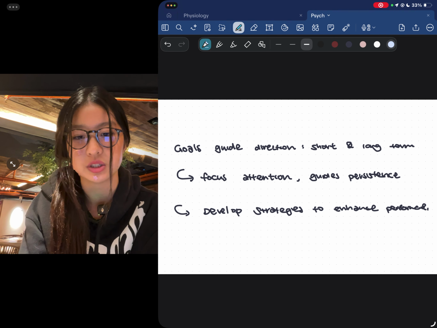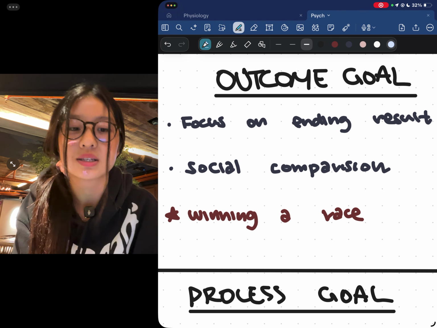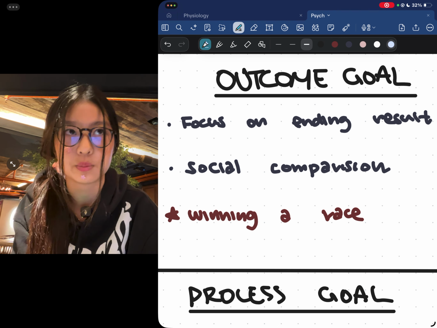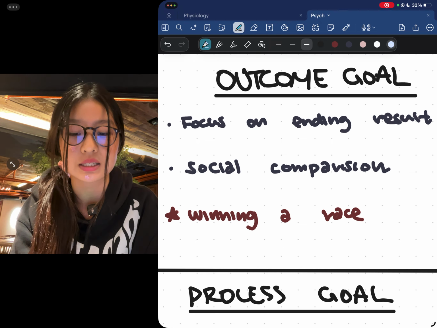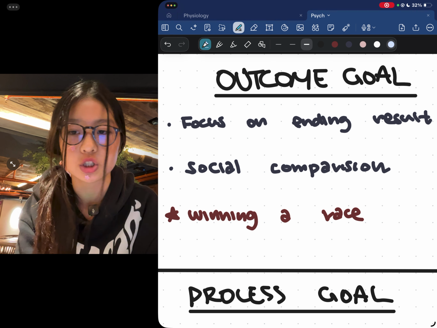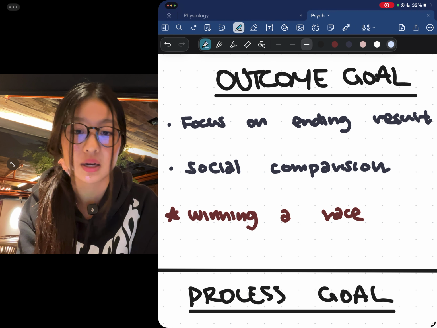The first one is an outcome goal, and this is a focus on ending result, and it really tends to center around social comparison. So for example, and all of these examples will be from track, an outcome goal for track would be winning a race. The outcome is only just winning and purely beating everyone else. That's an outcome goal. Then we look at a performance goal, and a performance goal is similar to an outcome goal in that you're trying to achieve a very set thing.